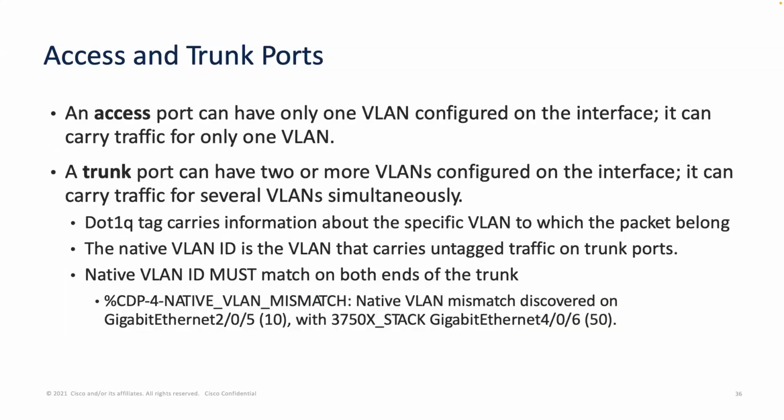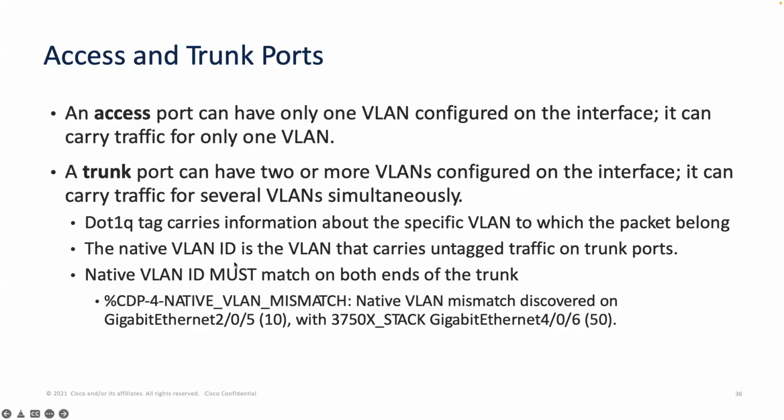We also have some concepts like access and trunk ports in switching. An access port can have only one VLAN configured on that interface. It can only carry traffic for one VLAN. And a trunk port can have two or more VLANs configured on that interface. It can carry traffic for several VLANs at the same time. To deliver the traffic on a trunk port with several VLANs, the device uses an IEEE 802.1Q tag to identify different VLANs. This tag carries information about the specific VLAN to which the frame or packet belongs.